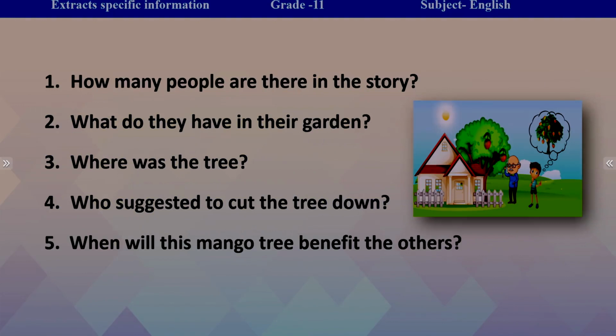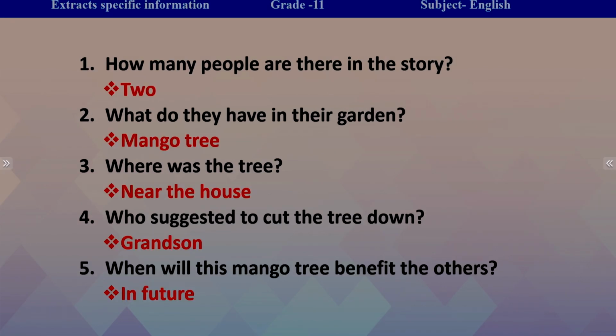Right, my dear children. Now you can find out the answers for the questions. Have you done it? Let's check the answers. How many people are there in the story? There are 2. What do they have in their garden? Yes, it was a mango tree.